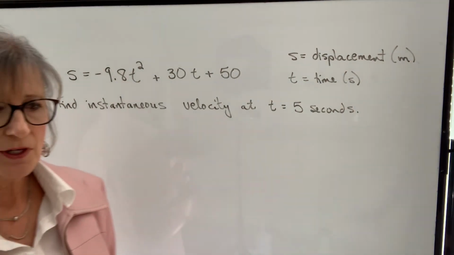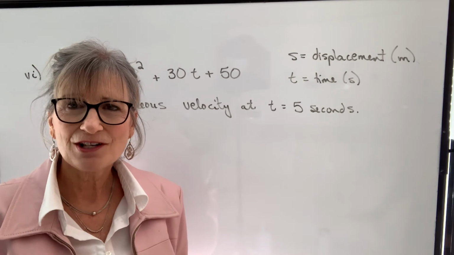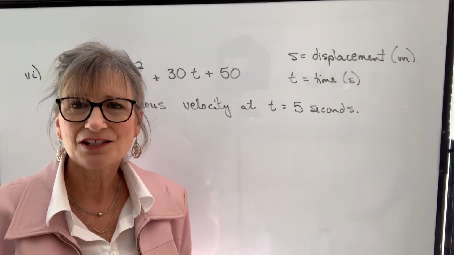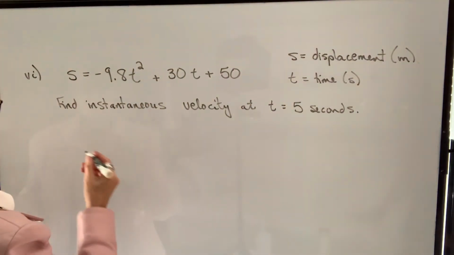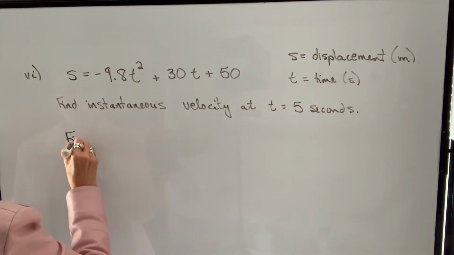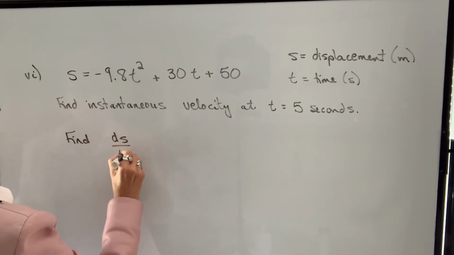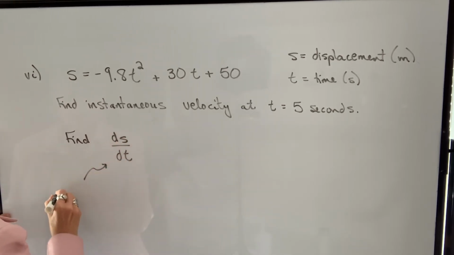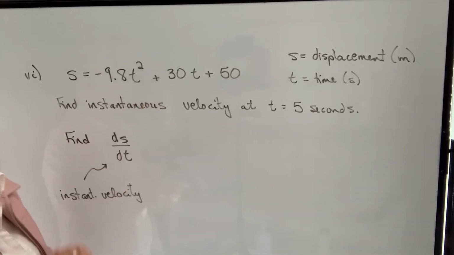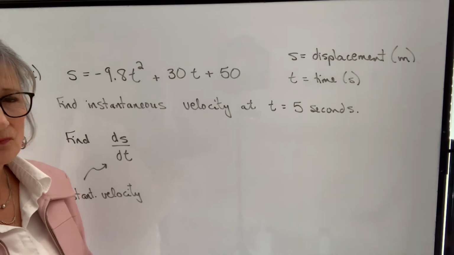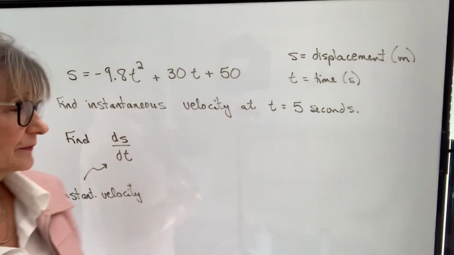So in order to find instantaneous velocity, we have to understand that instantaneous velocity is the same as the instantaneous rate of change of the displacement with respect to time. So in other words, what we're trying to find is ds dt. That is instantaneous velocity. So we're going to find the instantaneous velocity in general, and then we're going to evaluate it when t equals 5 seconds.